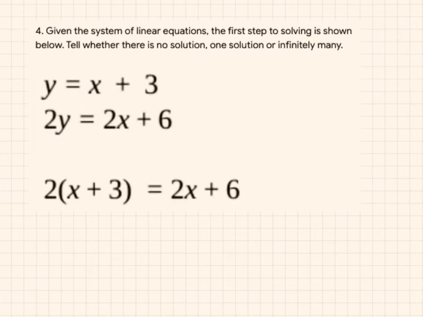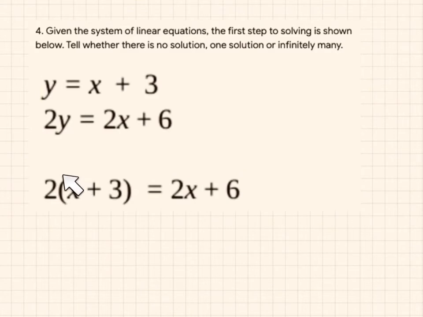For number 4, given the system of linear equations, the first step to solving is shown below. Tell whether there's no solution, one solution, or infinitely many solutions. So the first step in this system of equations, y equals x plus 3 and 2y equals 2x plus 6, I took y equals x plus 3, so I substituted y here with x plus 3.